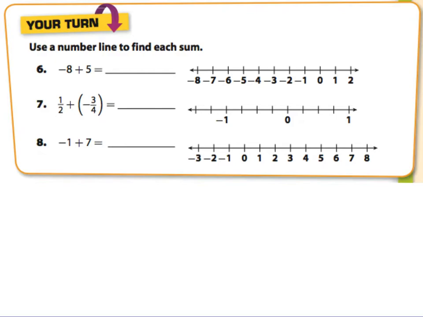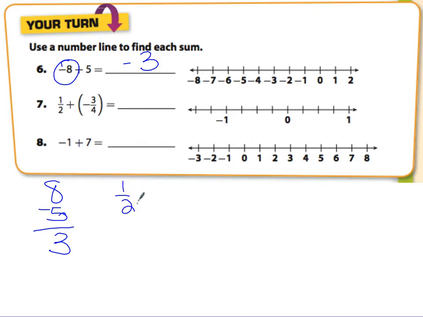All right, so now we have negative 8 plus 5. We're not going to use the number line. You should be able to use the number line at this point. I want to practice without it. So we have a negative and a positive, so I know that I have to do subtraction. So I'm going to subtract 8 minus 5, and I get 3. So 8 is the larger absolute value, so my answer is negative 3.